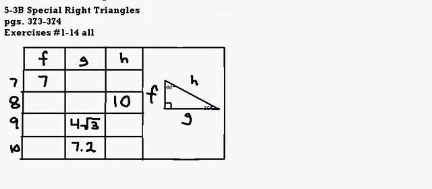Beginning with problem number 7, we're looking at a 30, 60, 90 degree triangle. F is the short leg of the right triangle. So the hypotenuse, which is h, is going to be twice that length. So we would go 2 times 7, which would give us 14.